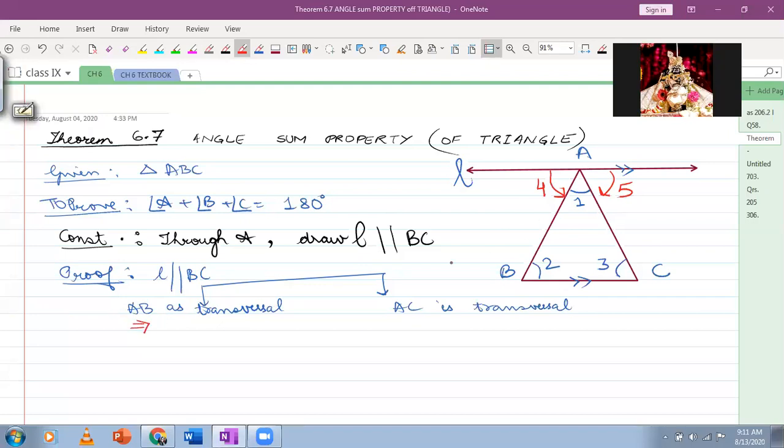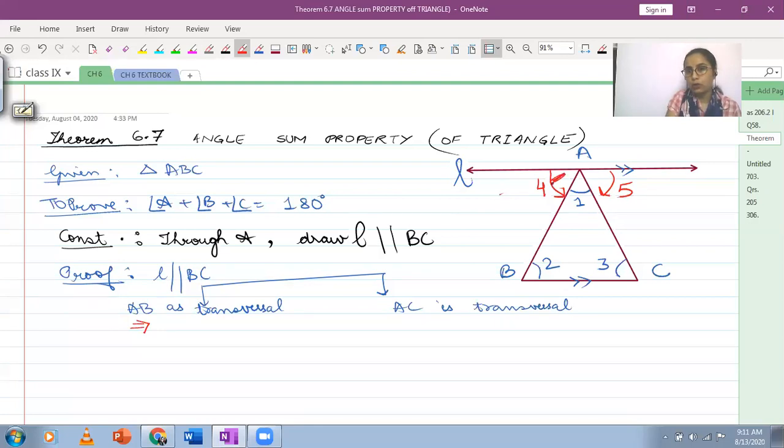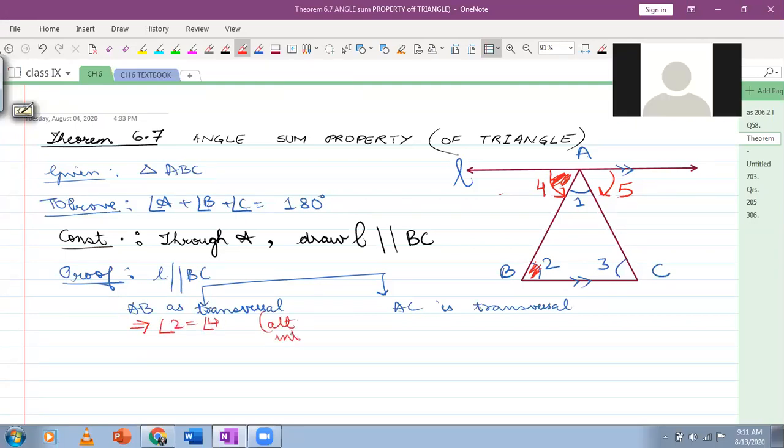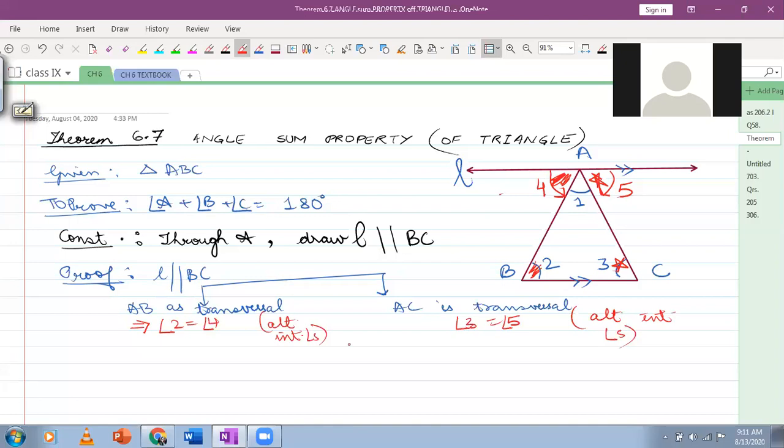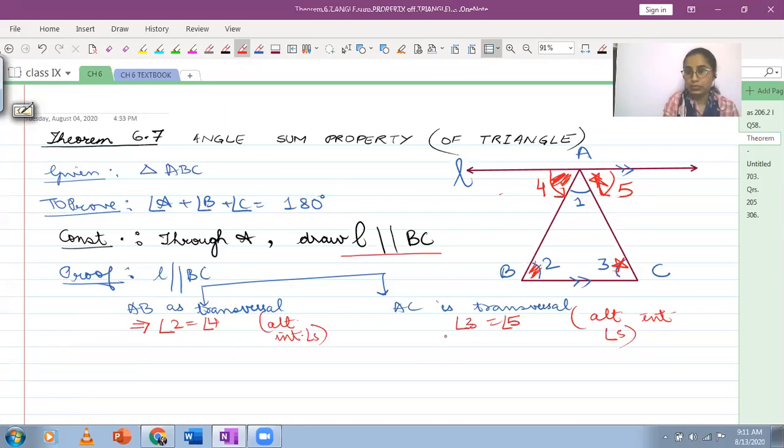If I consider AB as transversal, angle 4 will be equal to angle 2. This forms a pair of alternate interior angles. Similarly, if I take AC as transversal, the angle formed at this point, angle 5, is equal to 3. The reason is the same: this also forms a pair of alternate interior angles. Now, this is something I used from the construction. In the construction I drew line L parallel to BC. Using this, I have obtained these two results.